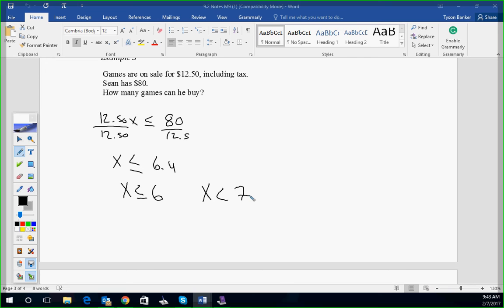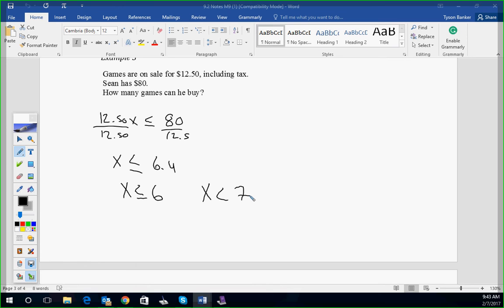Why they work is because this is not a decimal possibility. So what is the next number less than 7? 6. We can't be 7. That's what this is saying. That's why it's not equal to. This one says 6 and lower. So they do cover the same amount of games. 6, 5, 4, 3, 2, 1. And then obviously none if he doesn't want to buy any. Okay?